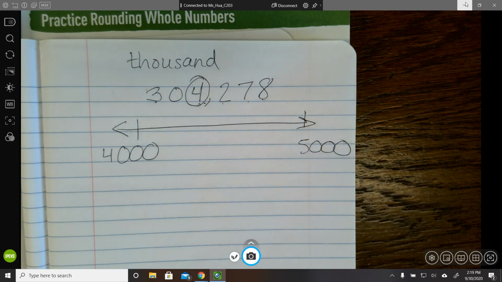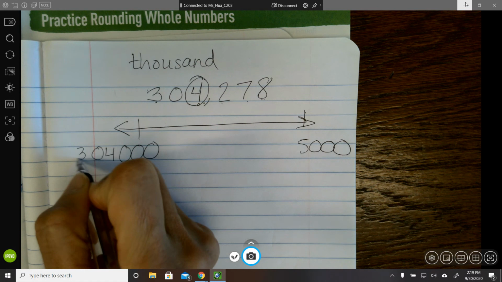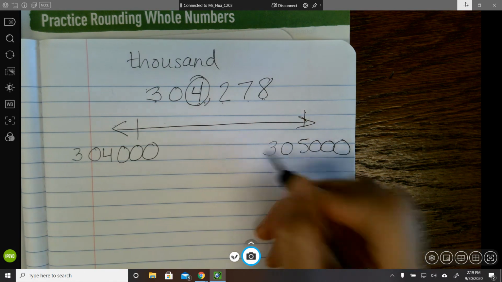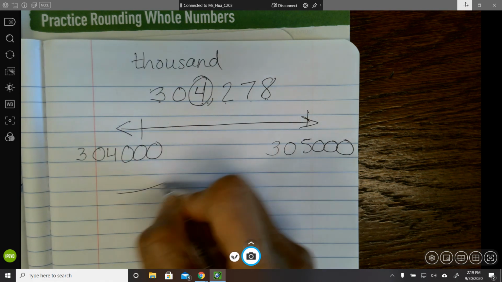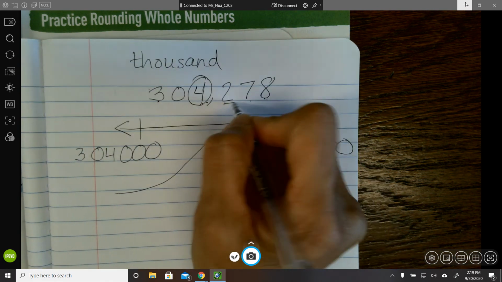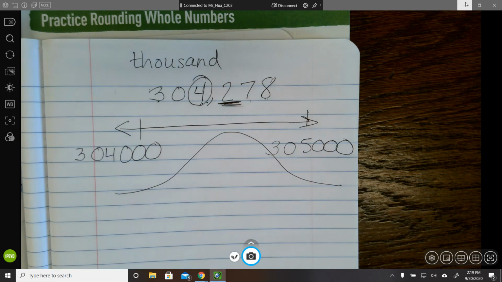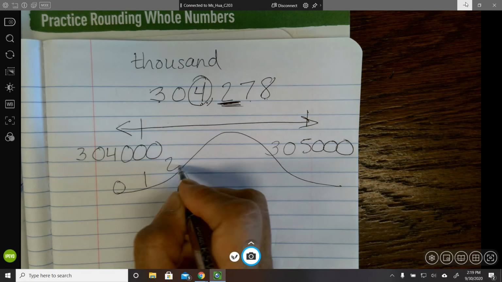Now wait a minute. I'm missing something. What am I missing? Who knows what I'm missing? I'm missing 2 numbers. I'm missing 0 and I'm missing 3. Got it? Okay, now wait a minute. We're not done. So the next step is my bell curve. I'm focusing on the 2. Okay? So look, 0, 1, 2.